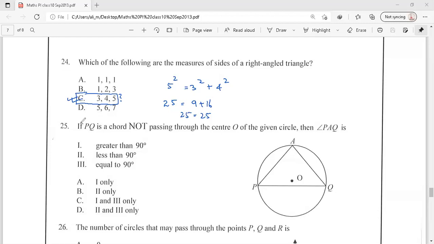If PQ is a chord not passing through the center of the circle as shown in this diagram, and if this PQ is the diameter, then angle A should be equal to 90 degrees. As we can see in this diagram, angle A, or this angle PAQ, lies in the major segment.